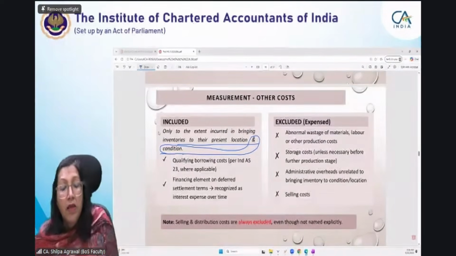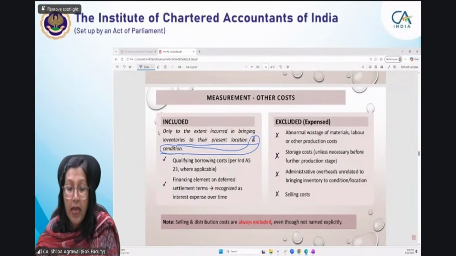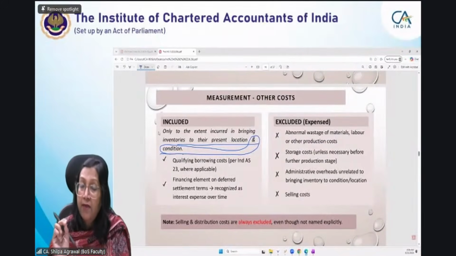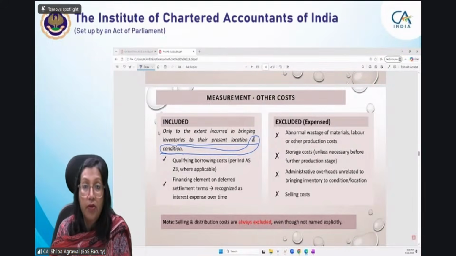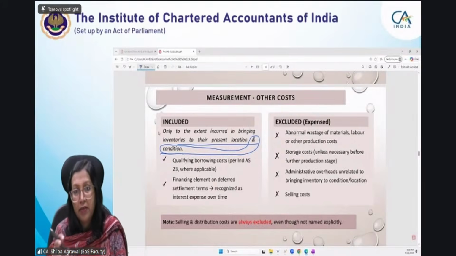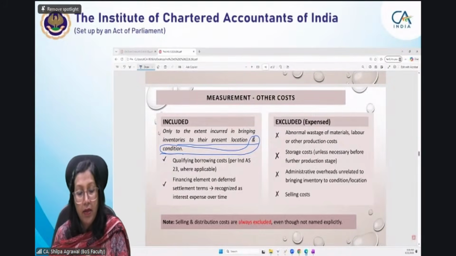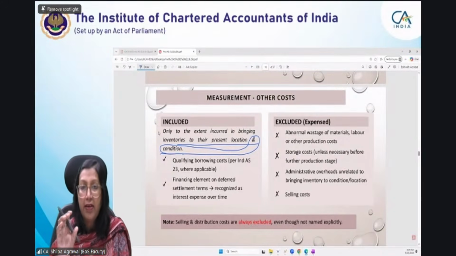Here, somebody was talking about borrowing cost, qualifying borrowing cost as per Ind AS 23, wherever applicable. You have to very clearly identify that yes, this borrowing cost relates to manufacturing of this inventory. Then only you'll be able to capitalize it. In general, we will find rare circumstances where we are able to identify it, because we borrow for many things, and it is very difficult to identify for a particular inventory. Financing element on deferred settlement terms is recognized as interest expense over time. So interest expense over time is included, but only to the extent where it is clearly identified.